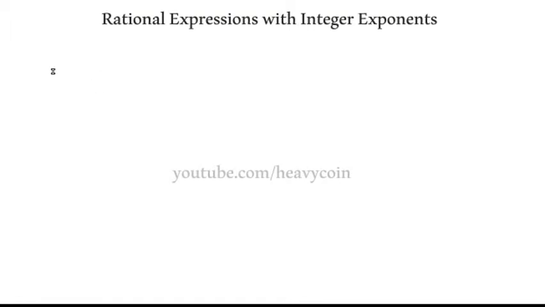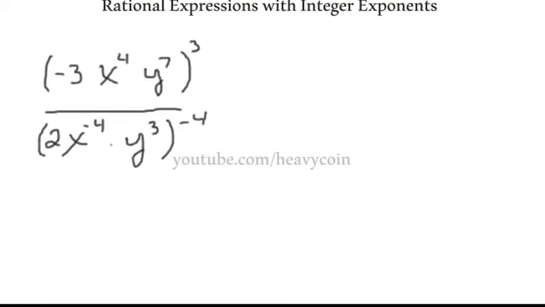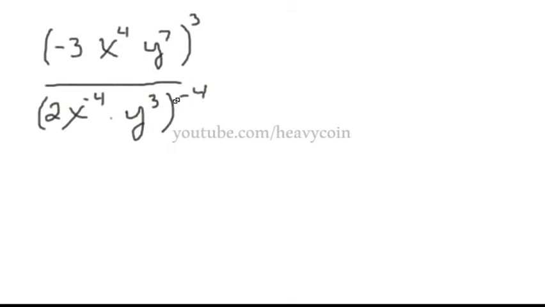Okay, this will be a fun one here. We have negative 3x to the fourth, y to the seventh, and that's all raised to the third power, over 2 times x to the negative 4 times y to the third, and it's all raised to the negative 4. So this is raised to the negative 4, so that means we can take this up into the numerator.